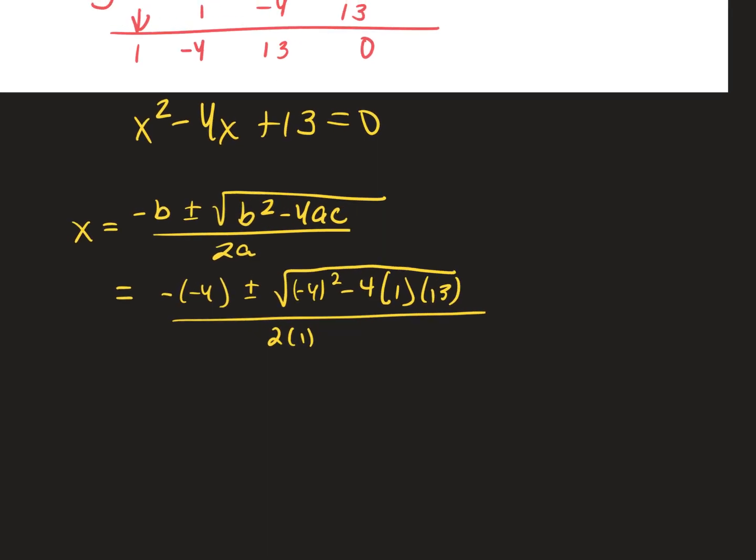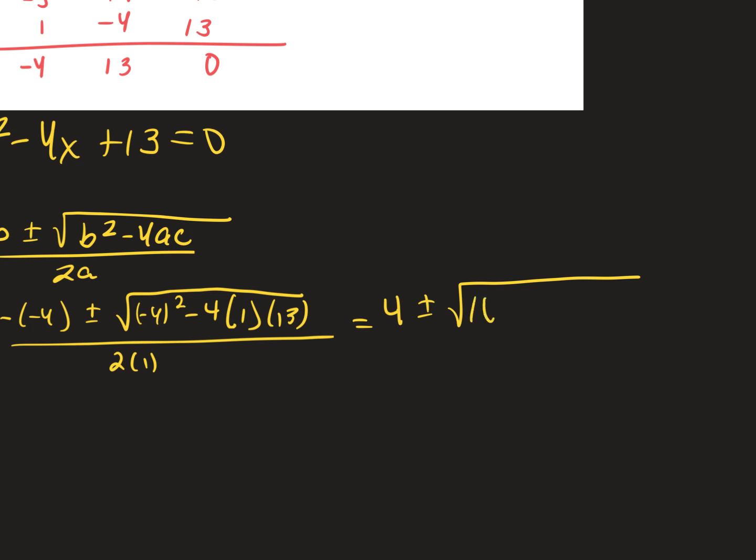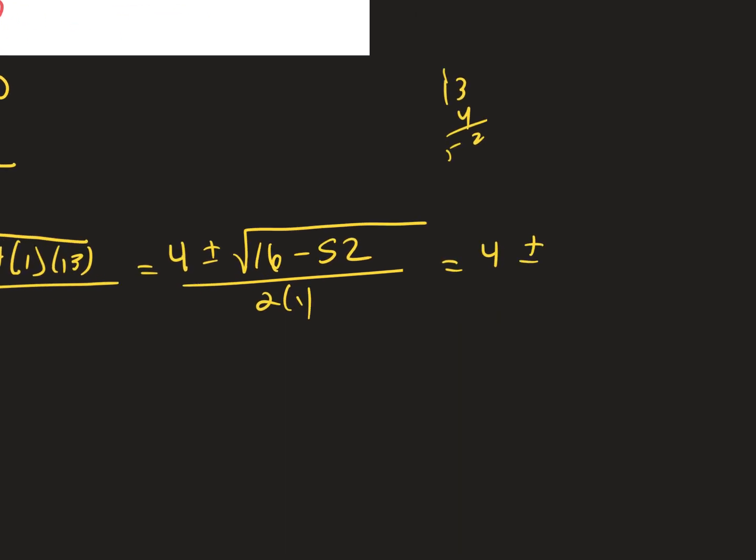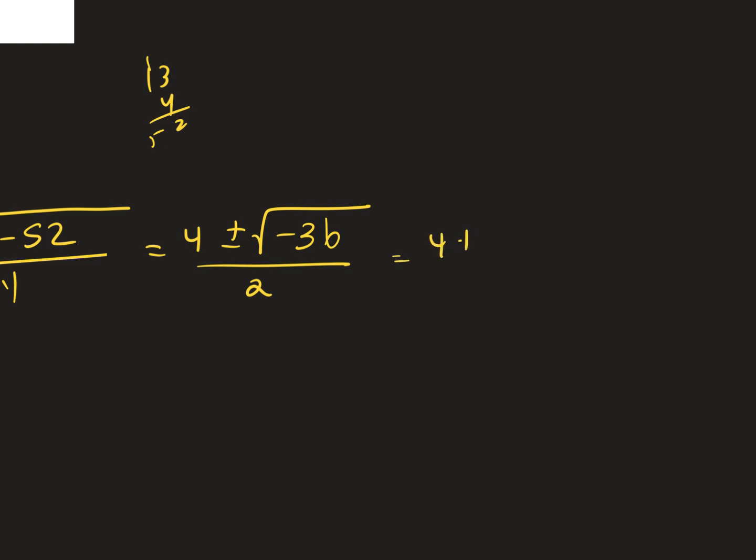Now we just simplify. Like Lucas just said, negative negative 4 is just positive. So plus minus negative 4 squared is 16 minus, what's 4 times 13? Look, 13 times 4, 52, okay. All over 2 times 1. What is 16 minus 52? Say it with some confidence. Some of you are pulling your calculators up. That's fine. 16 minus 52. Negative 36. Okay. Divided by 2. So this is 4 plus or minus. What is the square root of negative 36? 6i.